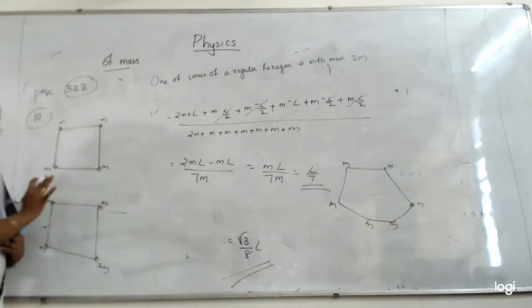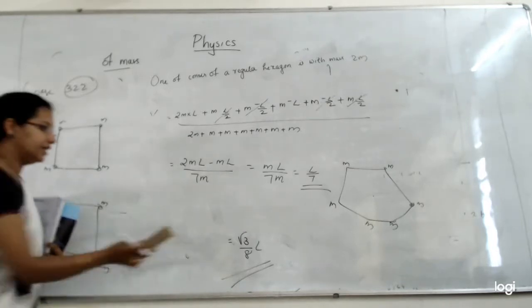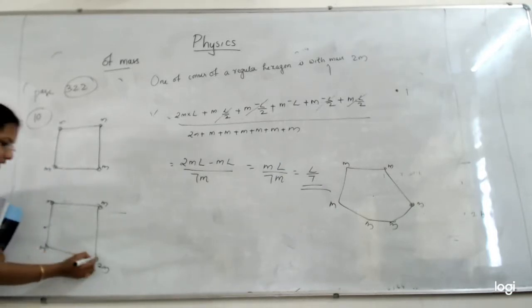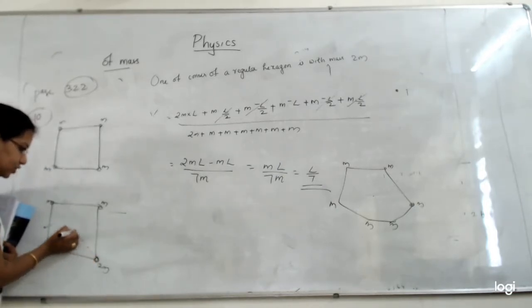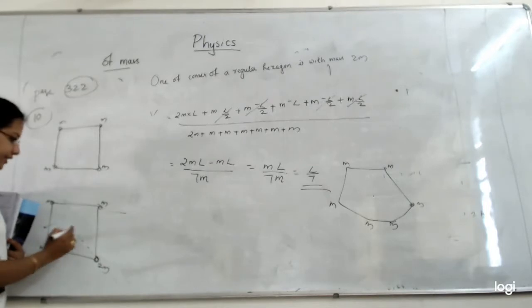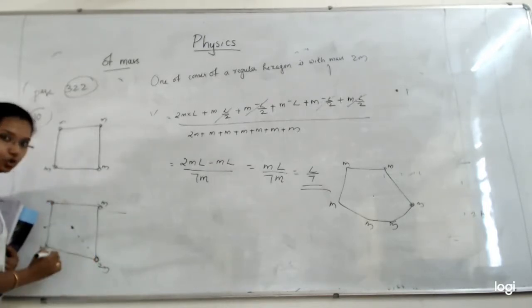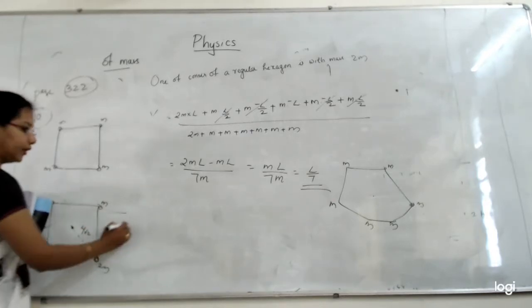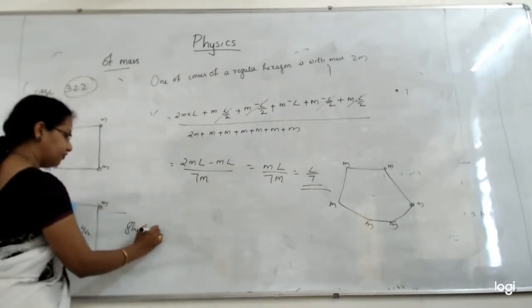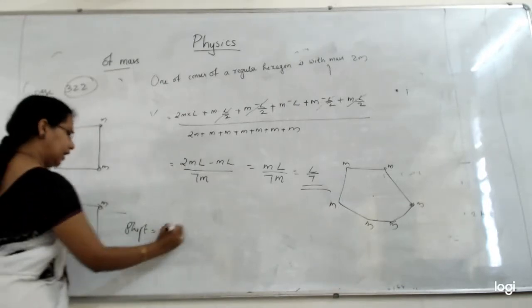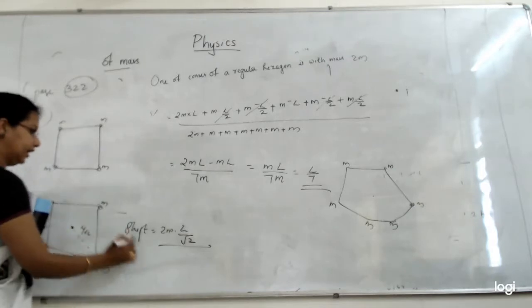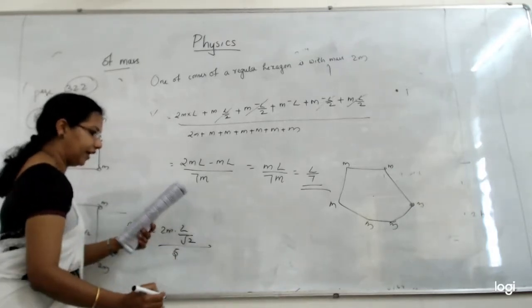Here also we can do the same method, or like the shortcut form we told, we can take only one mass. So you take this mass. The distance from this mass to the original center, what is this distance? The diagonal is root 2 L. Root 2 L by 2 is nothing but L by root 2. So in this case I can calculate the shift by 2m into L by root 2 divided by the total mass, which is 5m.